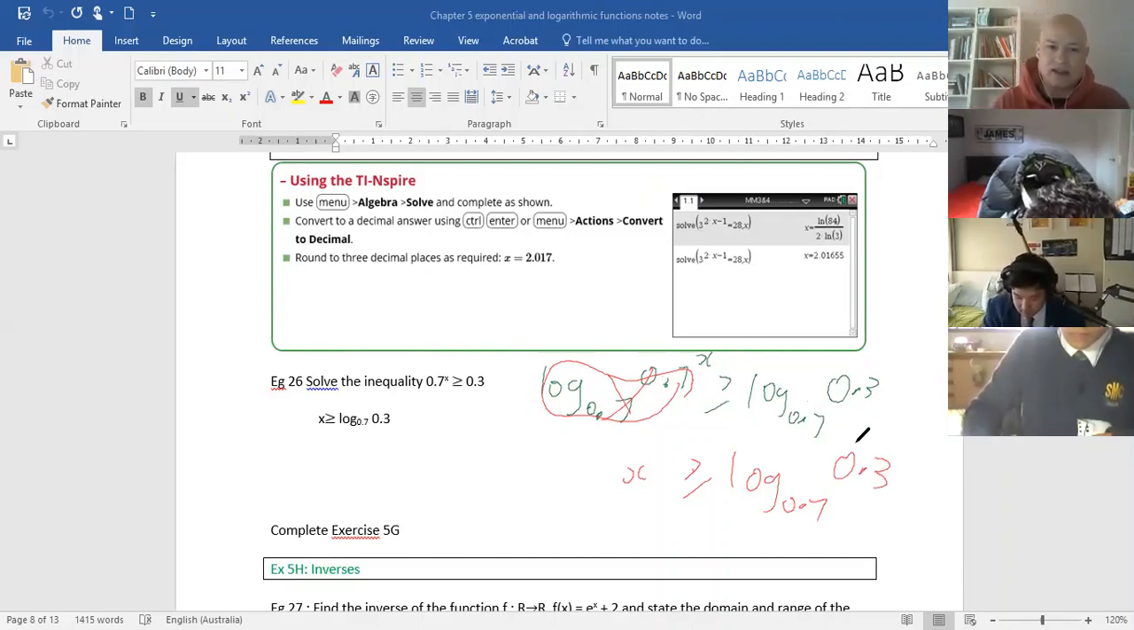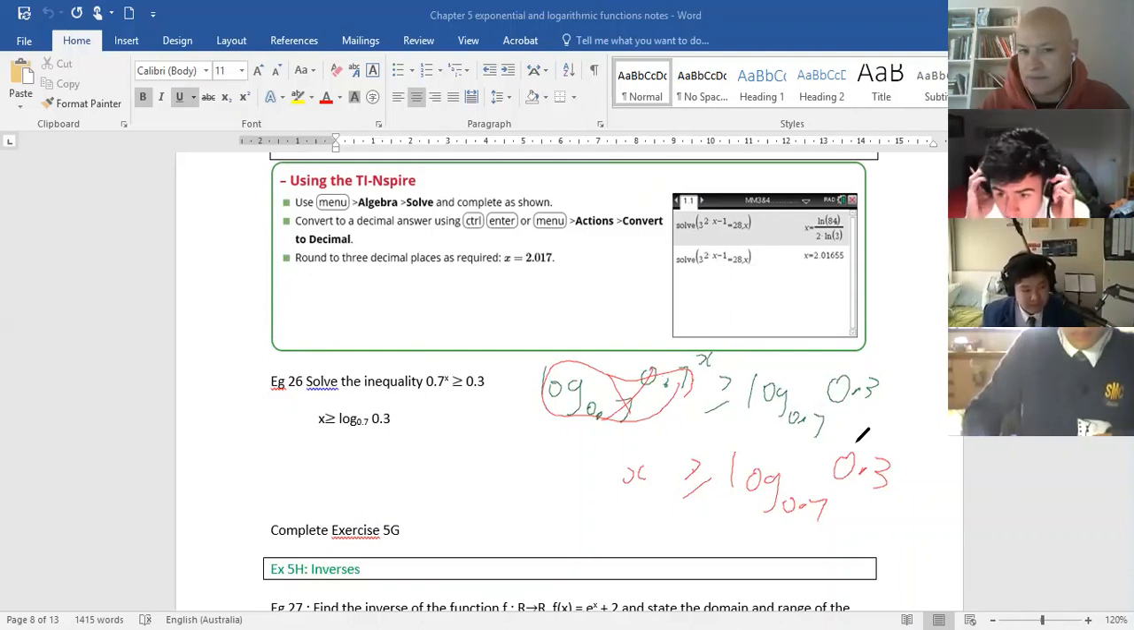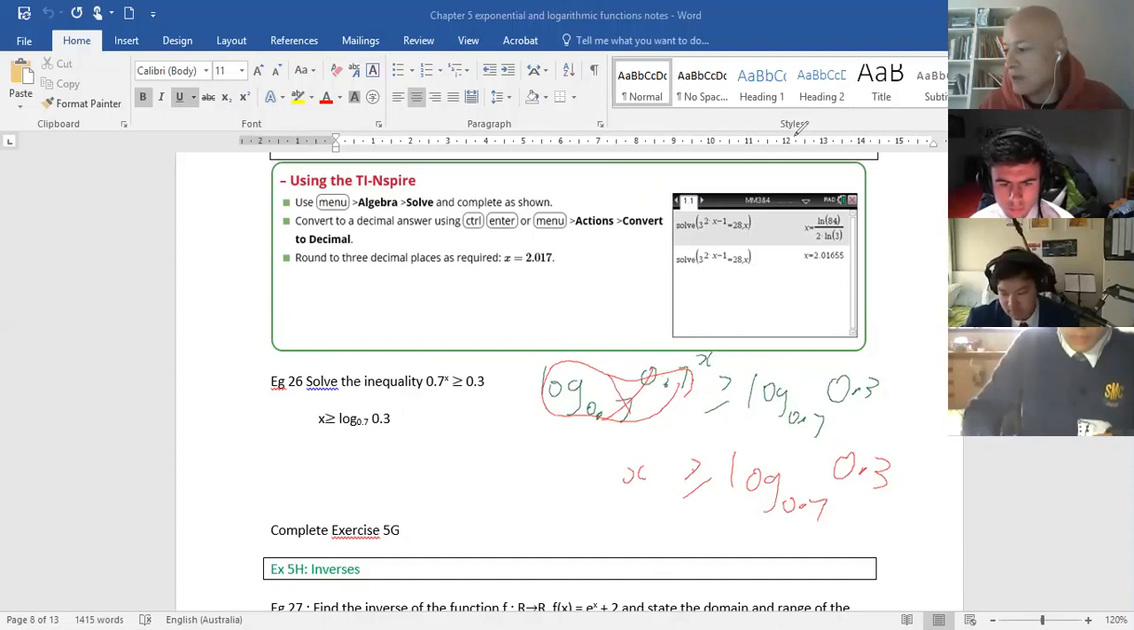It doesn't tell us to how many decimal places, that's why I've left it as x is greater than or equal to log base 0.7 of 0.3. Any questions on that one? Okay, you don't have to do it as base 0.7. Okay, I'm going to show you another way, and this way might be even better.